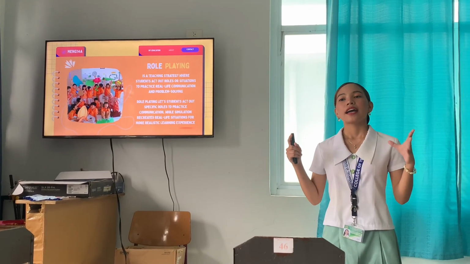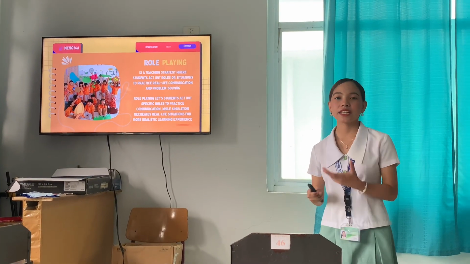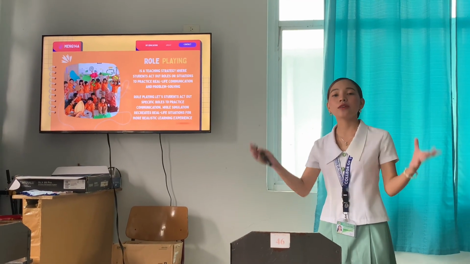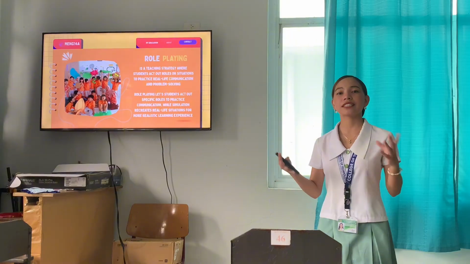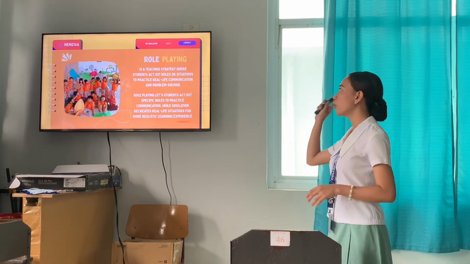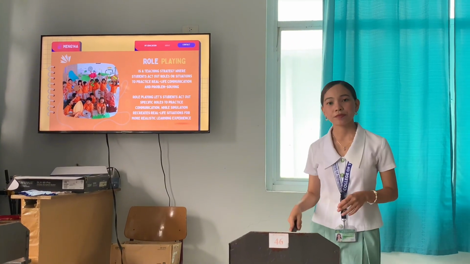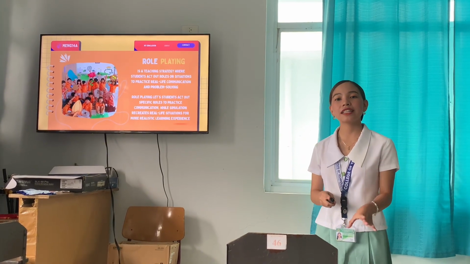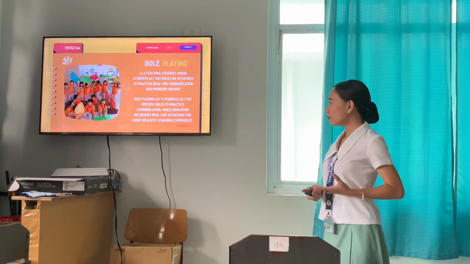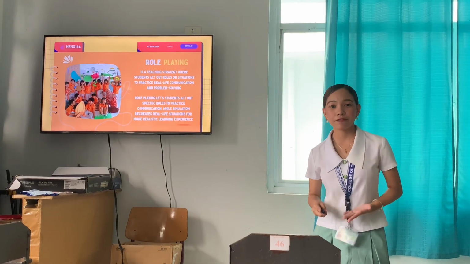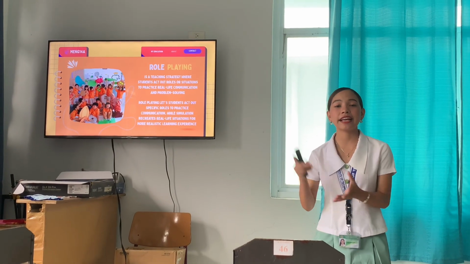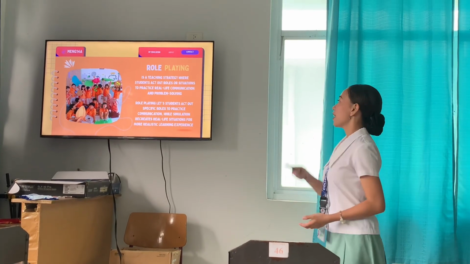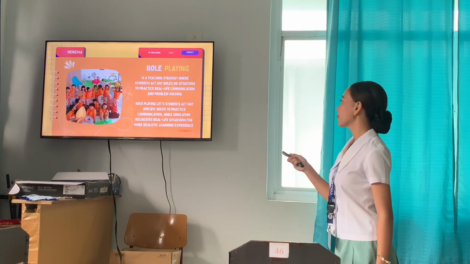So in applying a strategy, it is not only applying one. As a teacher, you can also apply different strategies in one scenario. For example, you use role playing, then you can also use simulation, wherein in a role playing, students must recreate a real life situation that they can act out in the front of the class. So that is role playing.